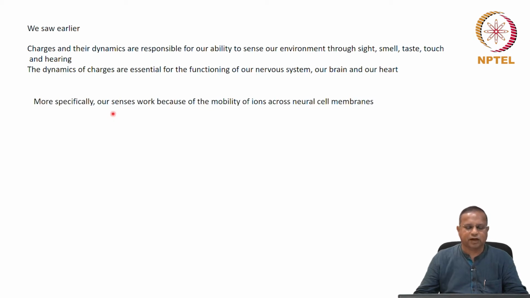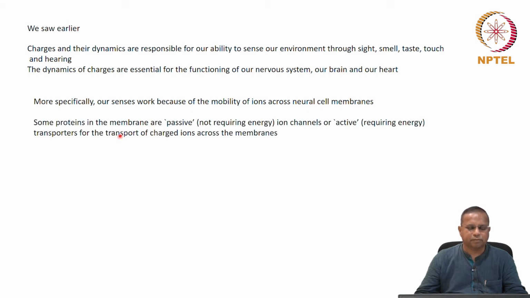More specifically, our senses work because of the mobility of ions across neural cell membranes. Neural cells, neurons, are large cells. Some proteins in the membrane are passive, they do not require energy for transport, such as ion channels, or active, which require energy, such as transporters for the transport of charged ions across the membrane. In other words, there are two ways by which ions can get across the membrane.